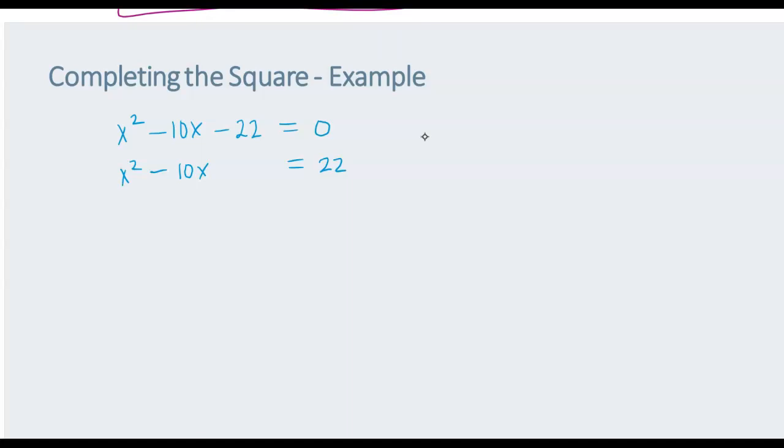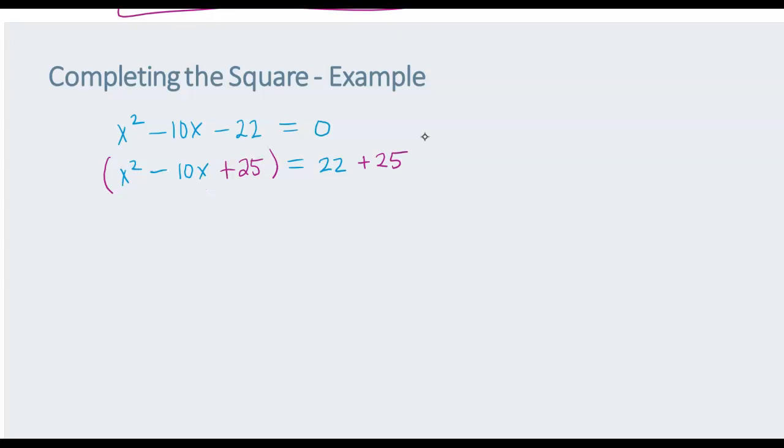Then if there's a coefficient in front of the x squared, we factor it out, but there isn't in this case. So what we'll do is we will complete the square here. We look at that middle term, which is a 10. You take half of that, which is 5, and then square that. So we'll add in a plus 25 here. And to keep the whole equation balanced, I'll add a plus 25 here as well.